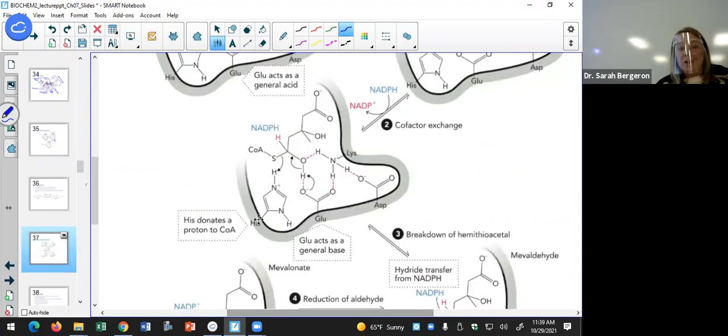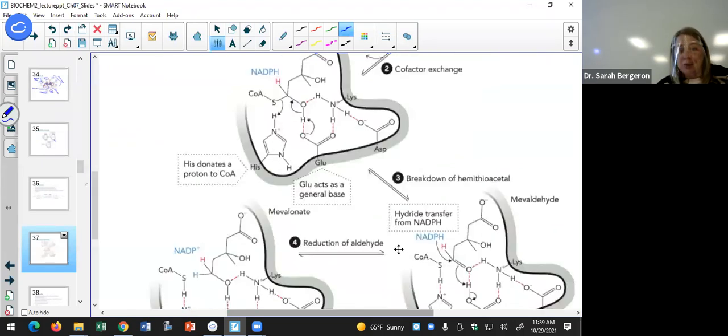When we pick up NADPH, right, now this is going to donate a proton to our CoA. When we donate that proton, it's going to break that bond, right? So now what do we have as one of our products? Just CoA with a sulfur and a hydrogen, right? So now you have to look at what happens to the rest of the substrate.